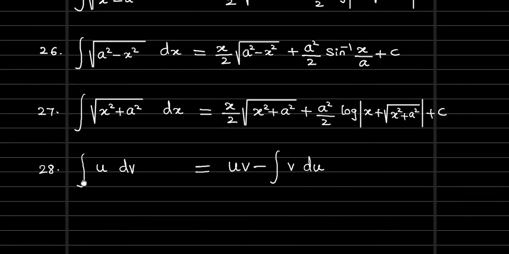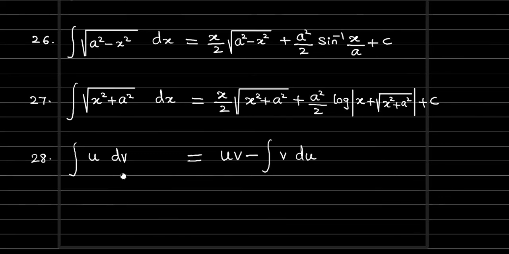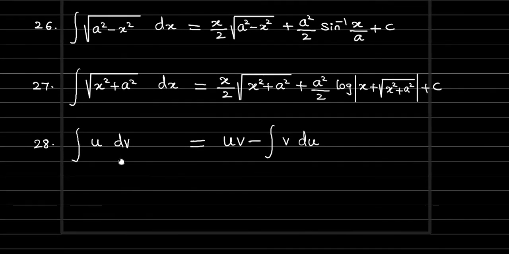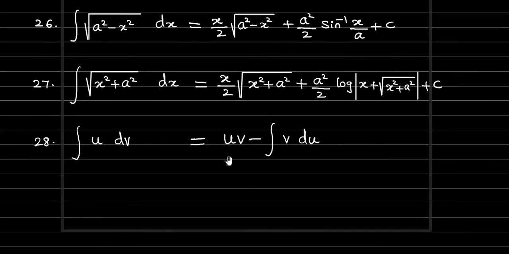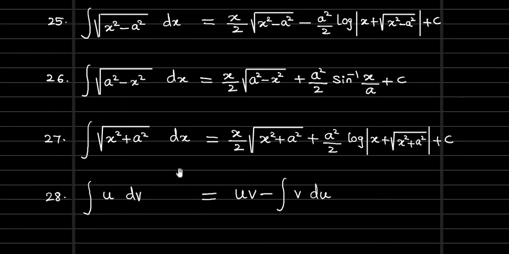And this last 20th formula is for when two functions are combined together, like an algebraic function and a trigonometric function combined, or two different functions in trigonometry itself combined, or a log function and a trigonometric function combined. If any functions are combined together, then you can use this formula. See, in differentiation we have the UV formula, right? So it is that kind. It's not UV, it's UdV. So integral UdV formula is UV minus integral VdU. So totally you have 28 formulas in this chapter.